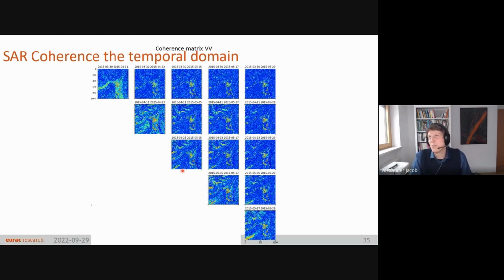And of course, you have this also in Sentinel-1, in this example in the two polarizations, VV and VH. And this also changes a little bit.